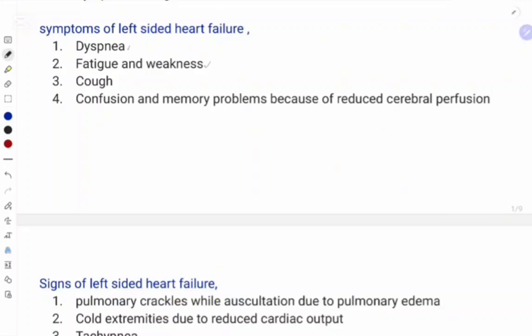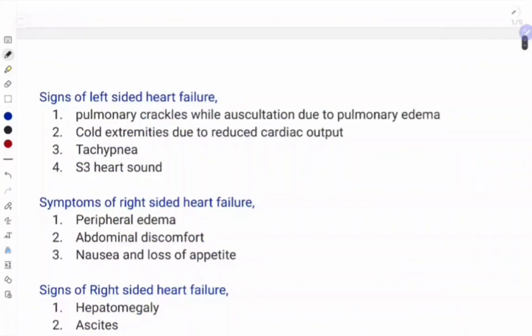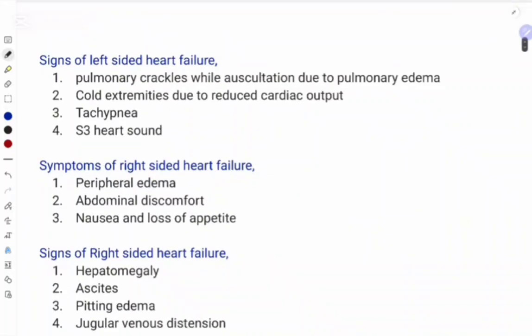Now the signs. Which signs can you find? As I already mentioned, the patient can develop pulmonary edema in left heart failure, so you can hear pulmonary crackles on auscultation, and cold extremities. Why does the patient develop cold extremities? Because the systemic circulation blood supply is low. When the peripheral blood supply is low, that leads to less perfusion and cold extremities in the periphery, along with tachypnea and an S3 heart sound.